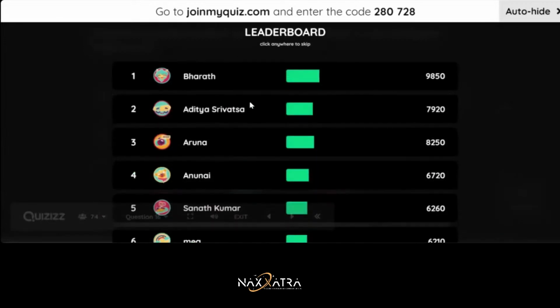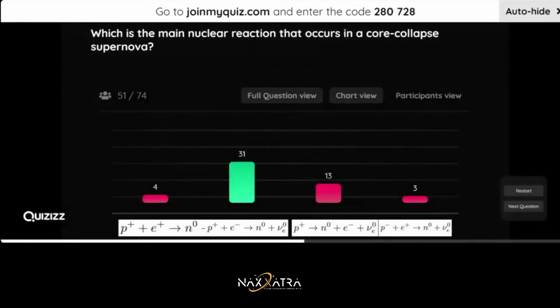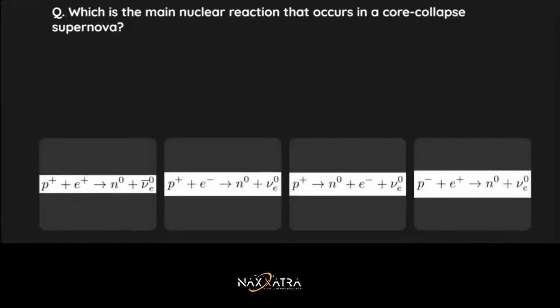So if we see the leaderboard, we have first Bharat, and then Aruna, Aditya, Anunay, and so on. Now if you know particle physics, then you can guess the correct answer. We know that in a supernova, the core is gravitationally collapsed so much that all the atoms come very, very close to each other, and when they are compressed a lot, the proton and electron combine to form a neutron and an electron neutrino. So that reaction happens, and thus all the atoms become neutrons, and it turns out to be a neutron star. Now the further reactions are complex.